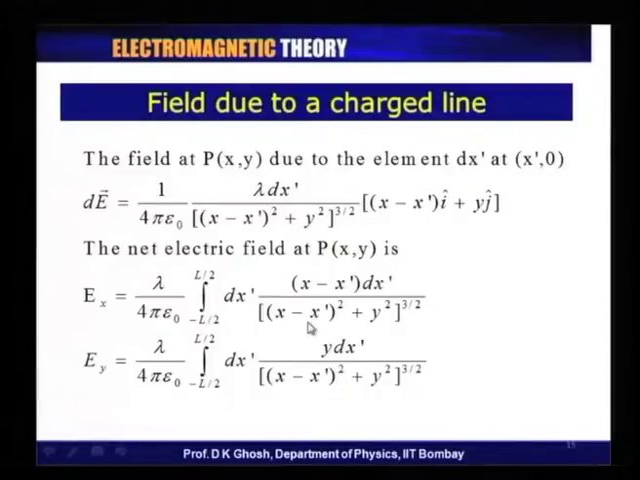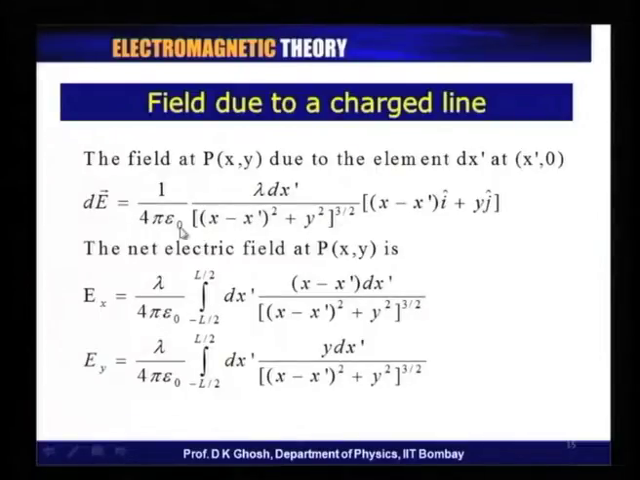So, therefore, the field at the point x y due to such an element dx prime, which is located at x prime, 0, where 0 is the y coordinate, is simply given by our familiar expression, which is 1 over 4 pi epsilon 0, the amount of charge that is contained in dx prime, namely lambda dx prime, over the distance cubed. Remember, the square of the distance was x minus x prime whole square plus y square.